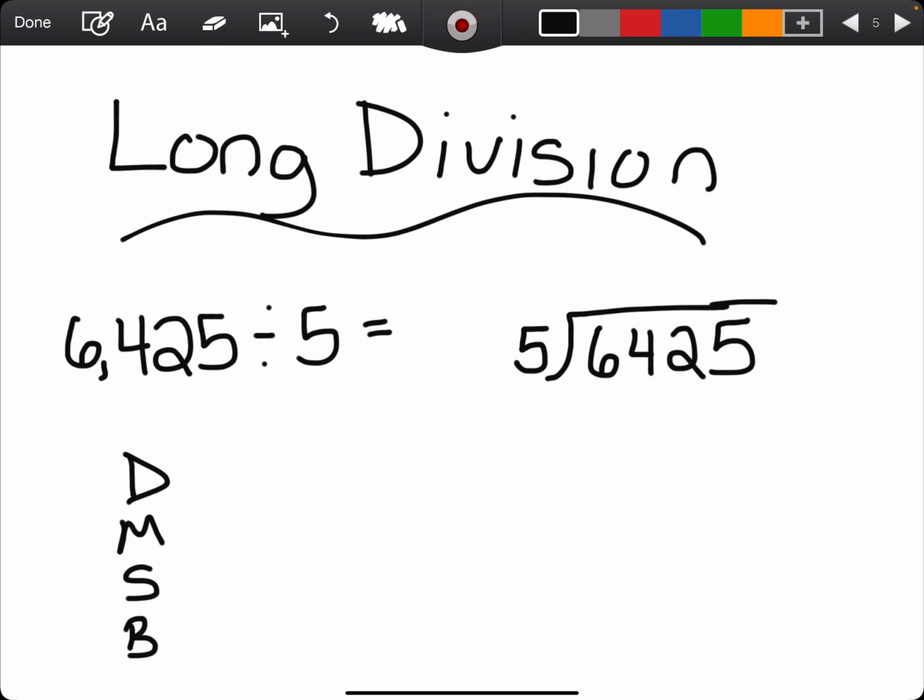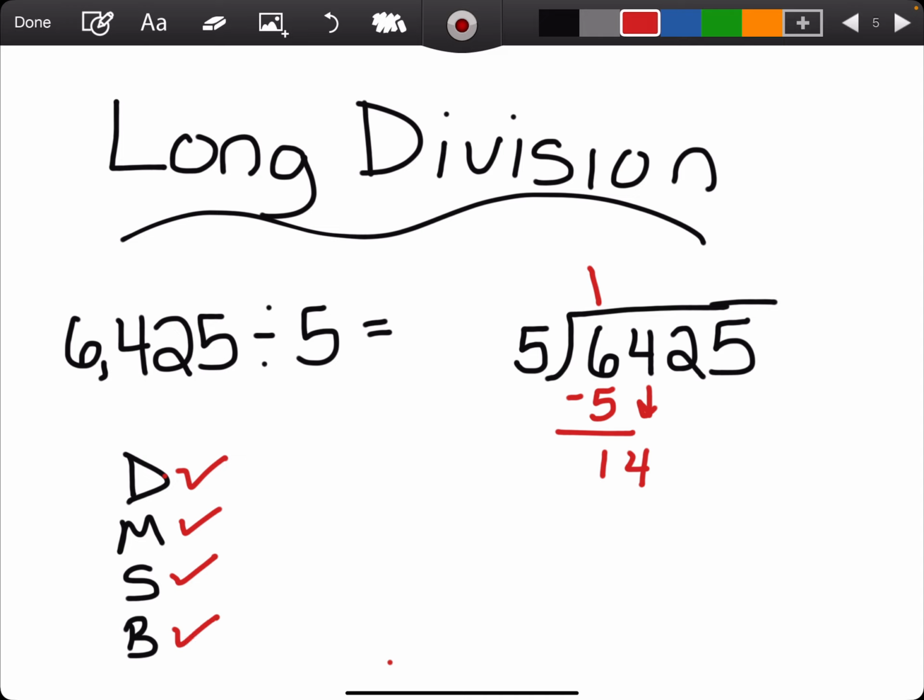Hopefully you notice in this problem that I came up with, the ones place has a 5. So we know that this dividend must be a multiple of 5 because it ends in 5. So if we do it correctly, you should not have a remainder. 5 can go into 6. How many times without going over? 1. Divide. 5 times 1 is 5. I multiply and subtract. I get 1. Bring down the 4.